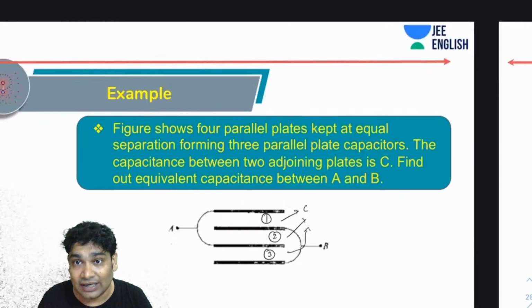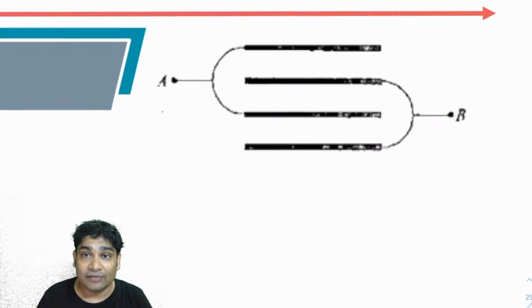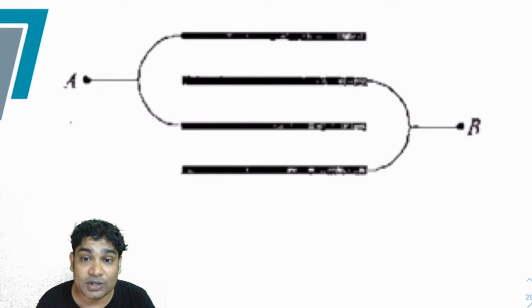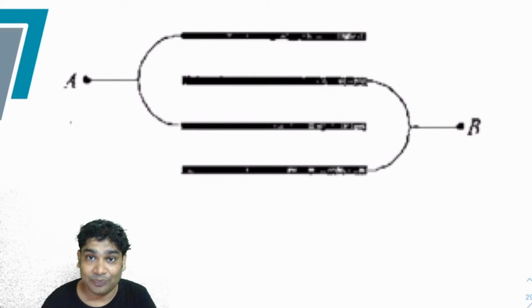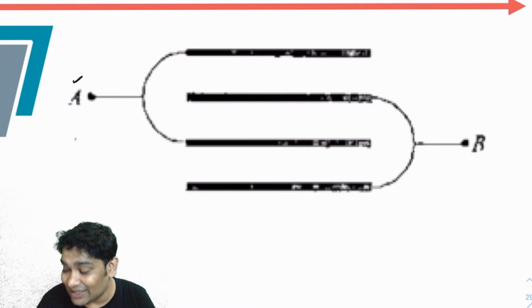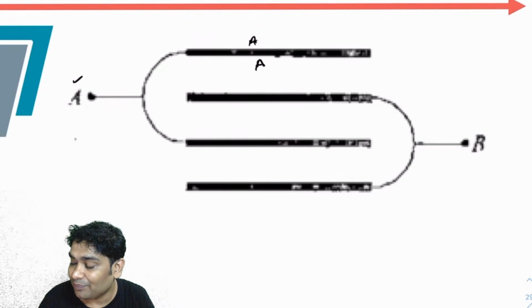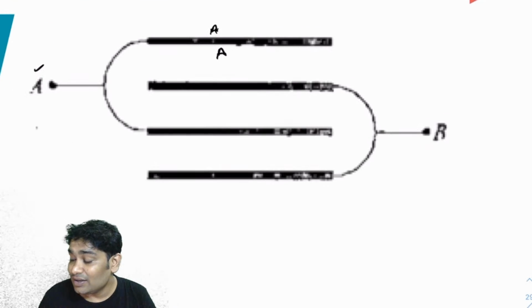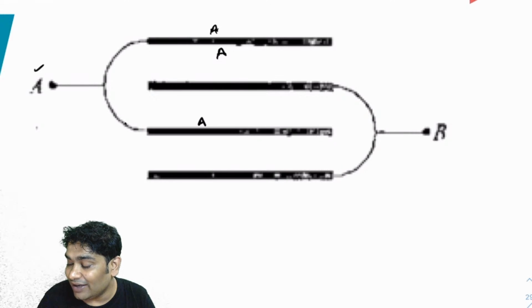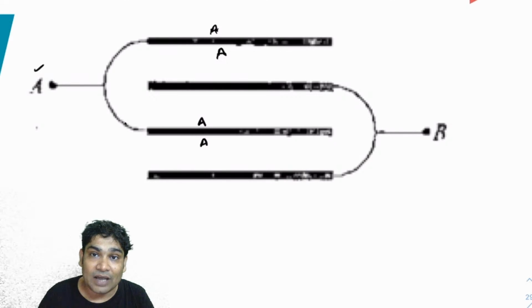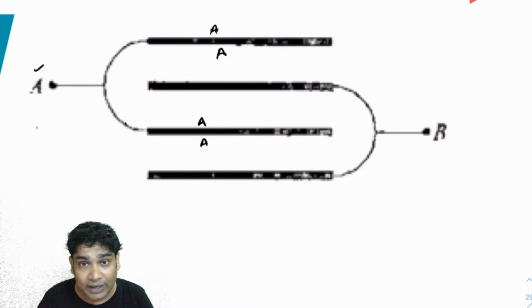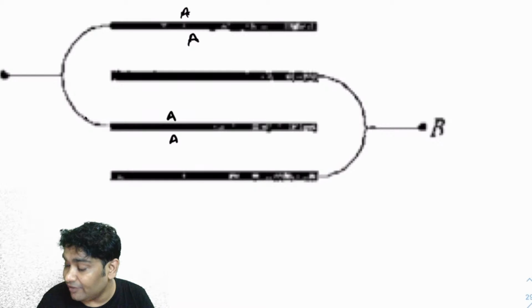Alright, so let's try this. This is what you have. As I told you, first you start marking the potentials. If this is A, this side of the plate would have A because this is connected to A. This side of the plate would also have A. Similarly, this side would have A, this side would have A. I hope you can see that. Everything that is connected to A will have potential A. Similarly, everything that is connected to B will have potential B.